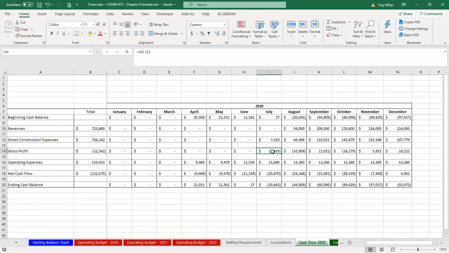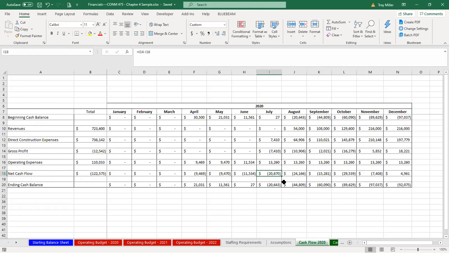So gross profit, just as you remember, is straight from your operating budget. Once again, it's revenue minus your direct expense. Your operating expenses are the general administrative costs from your operating budget. And then, of course, your net cash flow is your gross profit minus your operating expenses.